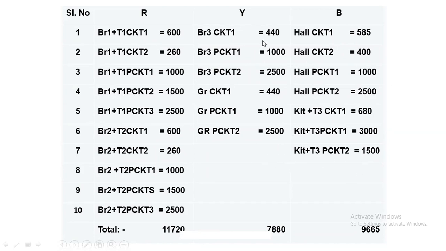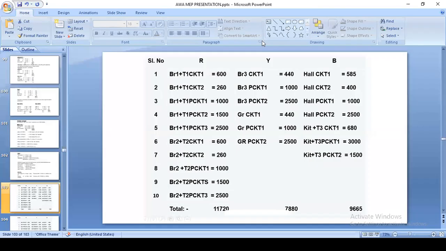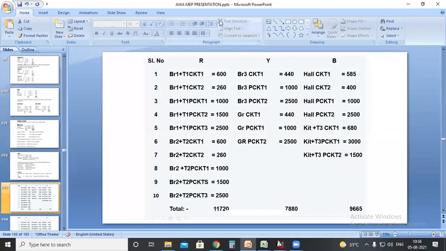Okay, you are just doing it to understand whether it is balanced or not. So we are going to check whether it is balanced or not. To check whether it is balanced or not, we need to calculate the average value. How can you calculate the average value? You just need to add the R phase, Y phase plus B phase load. Just add R plus Y plus B.